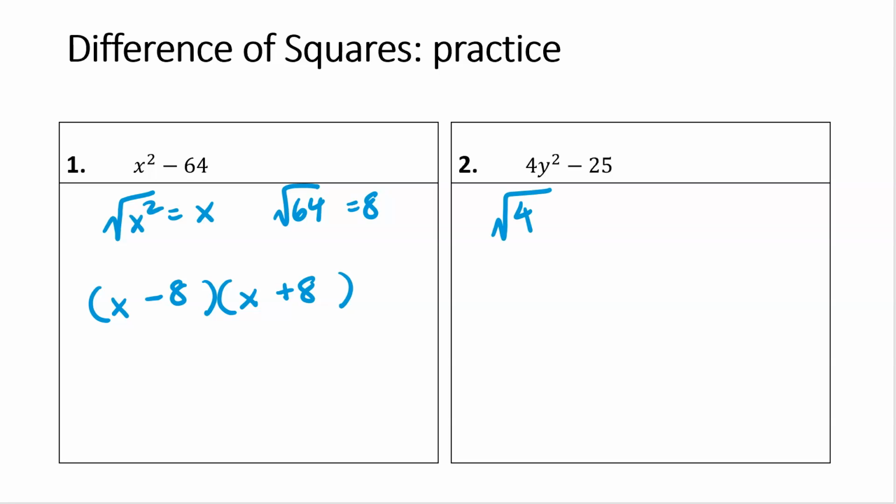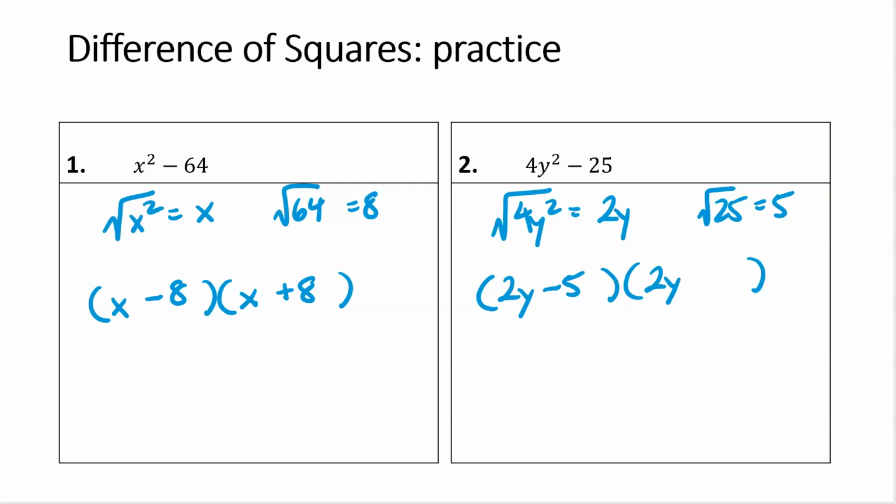Next example, 4y squared minus 25. The square root of 4y squared equals 2y. The square root of 25 equals 5. It's a difference of squares because you have that minus sign right there. Your factored form then becomes 2y minus 5 multiplied by 2y plus 5. And if you happen to write it as 2y plus 5 multiplied by 2y minus 5, that's the same thing as well.